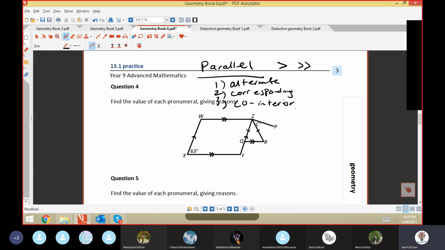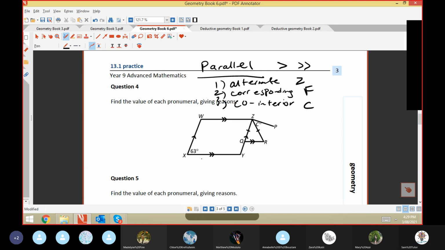Do you know what letters each one of these are? It's because you missed that first lesson. Do you know what letter each of these are? There's F, C, and Z. You're very close. Which one's F? It's corresponding, isn't it? F, correct. Which one's a Z? The alternate. Good. And C, co-interior. So whenever you see these, your brain needs to straight away go to this. Make sense? Yeah. Good. So let's get started.